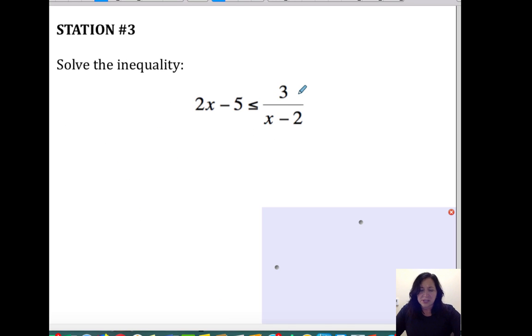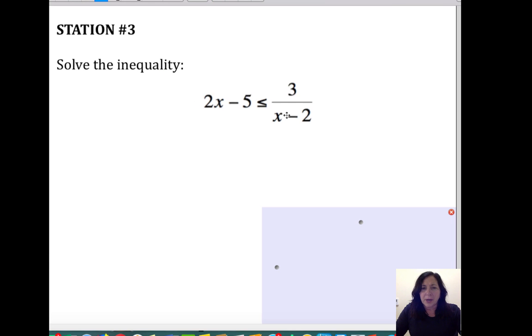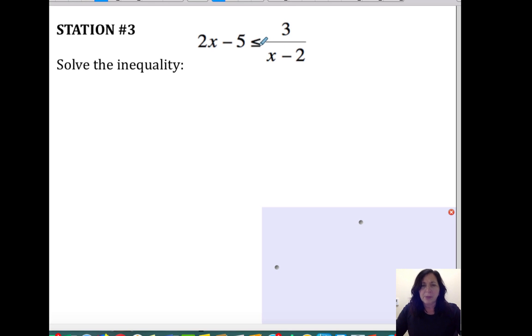The next question says, solve the inequality. And so for this problem right here, I'm going to lift this up a little bit higher. Remember, anytime you're trying to solve an inequality, you do need to set it equal to 0. So right now, I'm going to start over here. So we have 2x minus 5, that's a quantity, minus 3 over x minus 2 is less than or equal to 0.